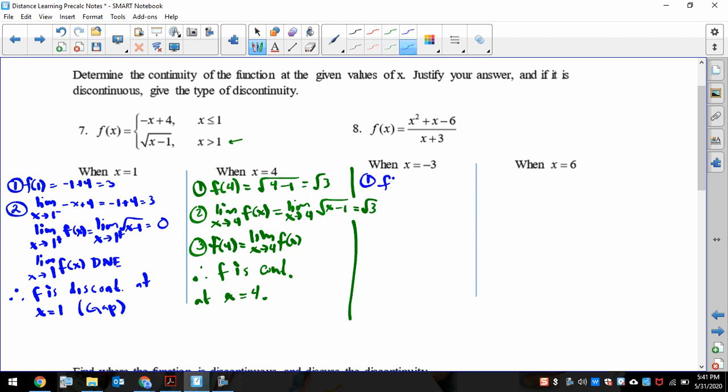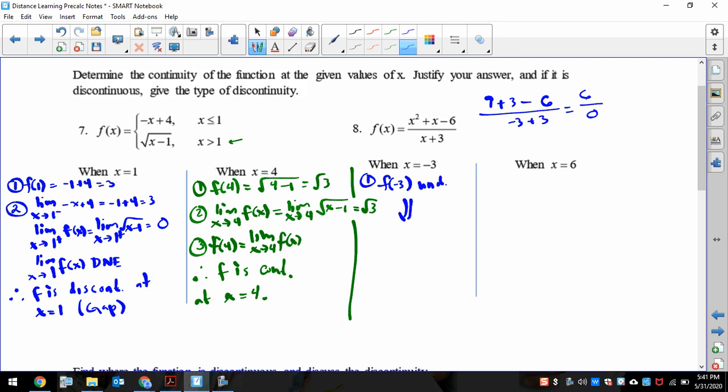Part 1, f of negative 3. We want to plug in negative 3, and we're going to get 9 plus 3 minus 6, which is 6. And in the denominator, we're going to have negative 3 plus 3, or 0. So this is undefined. I like that because we're done.